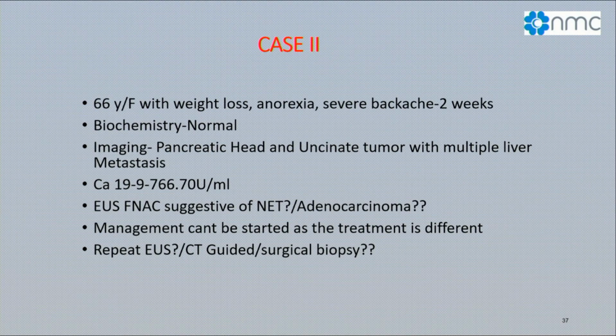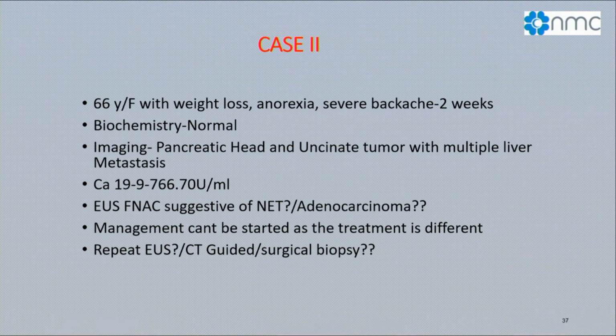This was another patient, a 66-year-old female, I would say young, with a history of weight loss, anorexia, and severe backache. She had a pancreatic mass lesion in the head and uncinate process with a very high tumor marker for cancer of the pancreas. She had undergone EUS-guided FNAC at another facility, and it showed adenocarcinoma or neuroendocrine tumor.